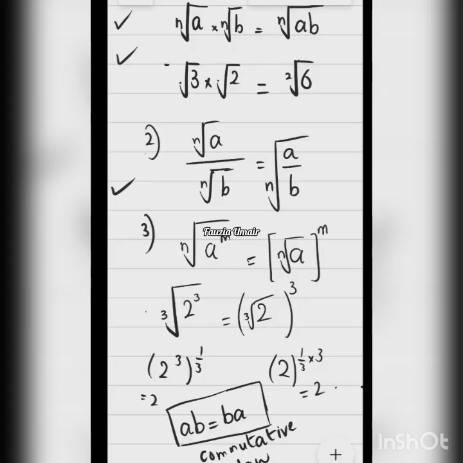I hope these three are clear. Yes beta, any question in the three properties? Ma'am, can you explain the third property? Yes beta, I can explain the third property again.